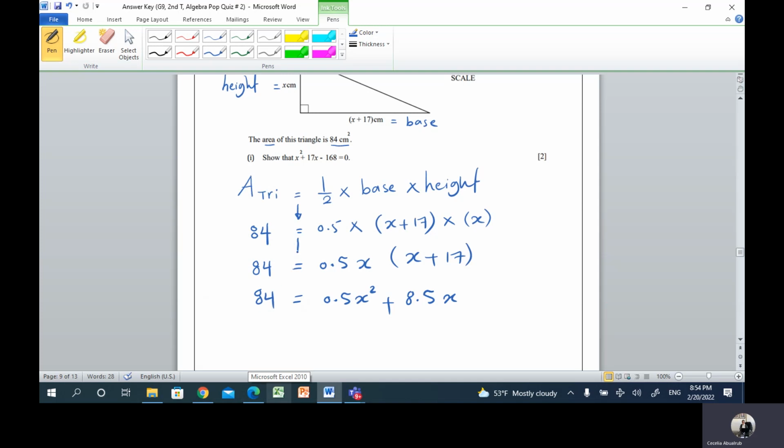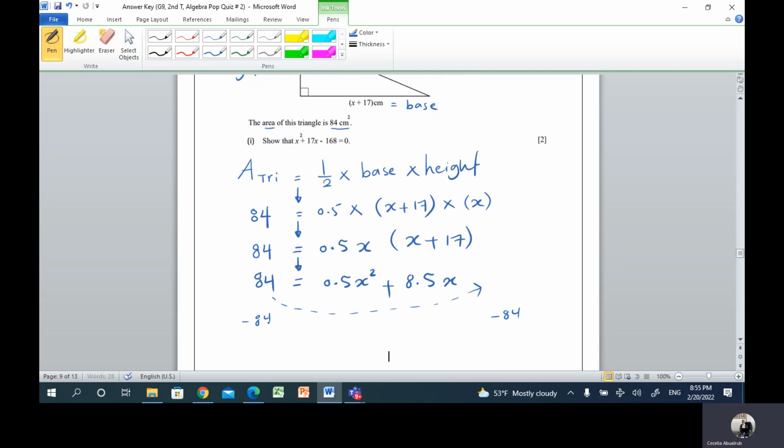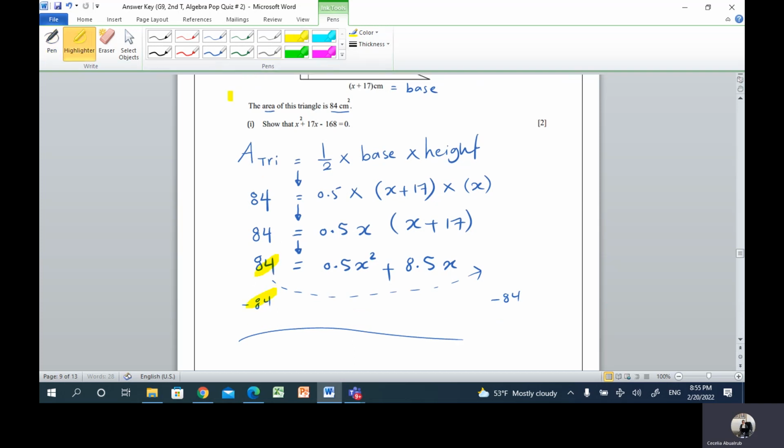We need to make the left side equal to 0. So you're going to send the 84 to the other side by subtracting 84 from each side, right? And the 84 and the negative 84 are going to be cancelled here. So it will become a 0. 0.5x squared will remain as is. The middle term, 8.5x will remain the same, minus 84.